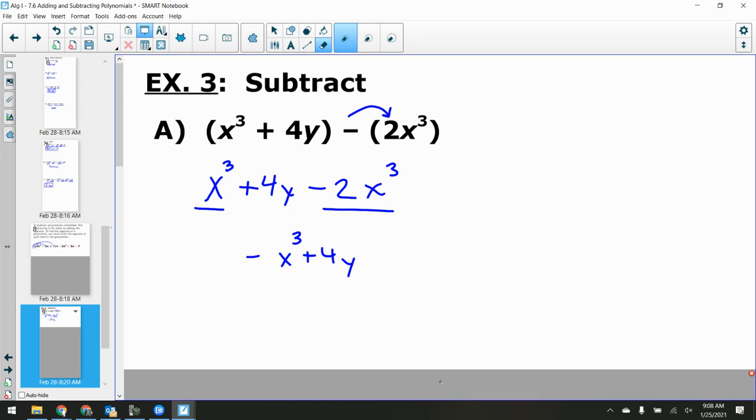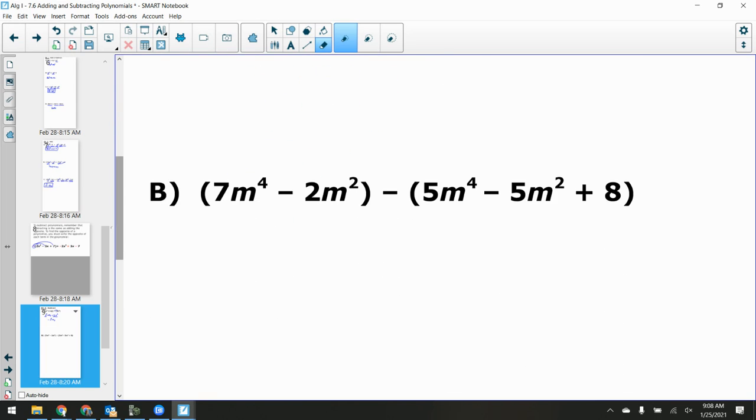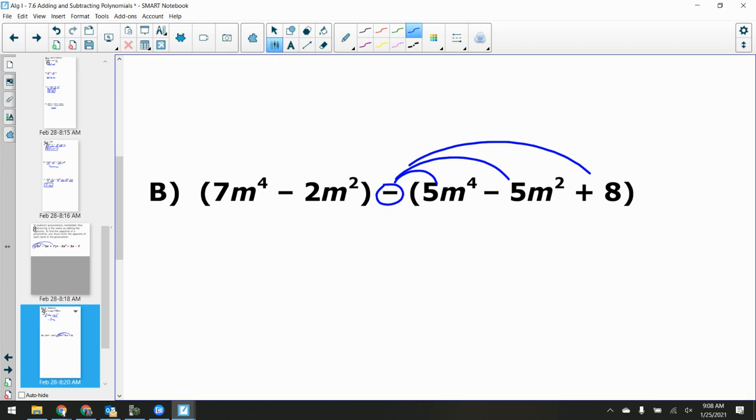Again, that one was kind of a little weird because there was only one thing to distribute the negative into. The next problem, there's more things to distribute the negative into, so let's do it. Before you start combining, you need to distribute that negative into the right side. You leave the left side polynomial exactly the same. 7m to the fourth minus 2m squared, and now this becomes a minus 5m to the fourth, a plus 5m squared, a minus 8.